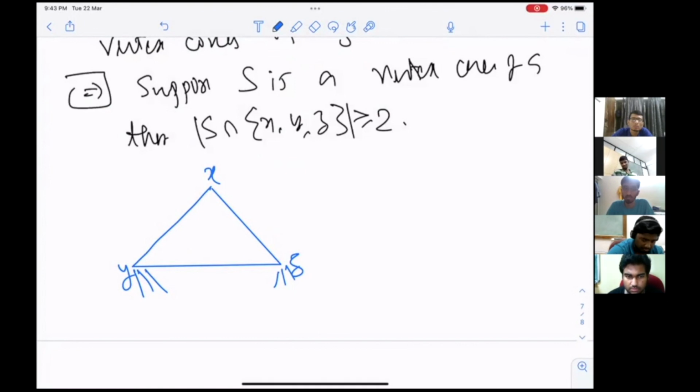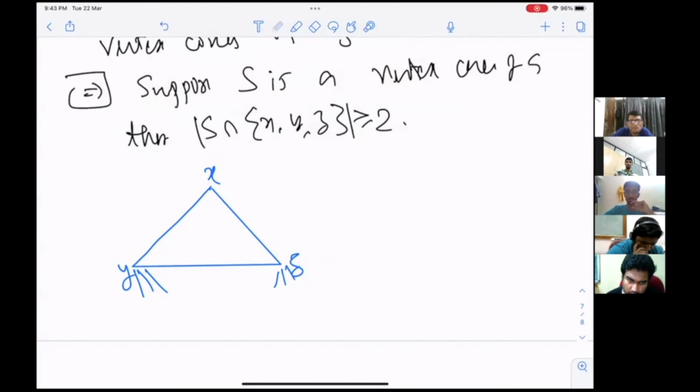So now for these 3 edges, can you cover all of them? If you pick just Z, then edge XY will be uncovered. If you pick just X, edge YZ will be uncovered. If you just pick Y, these 2 edges will be uncovered. So definitely S intersection {X, Y, Z} is at least 2.